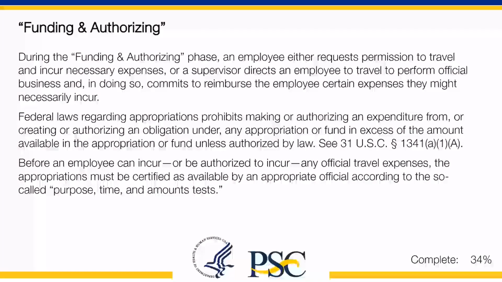Federal laws regarding appropriations prohibit making or authorizing an expenditure from, or creating or authorizing an obligation under, any appropriation or fund in excess of the amount available in the appropriation or fund, unless authorized by law. See 31 U.S.C. Section 1341(a). Before an employee can incur, or be authorized to incur, any official travel expenses, the appropriations must be certified as available by an appropriate official, according to the so-called purpose, time, and amounts tests.